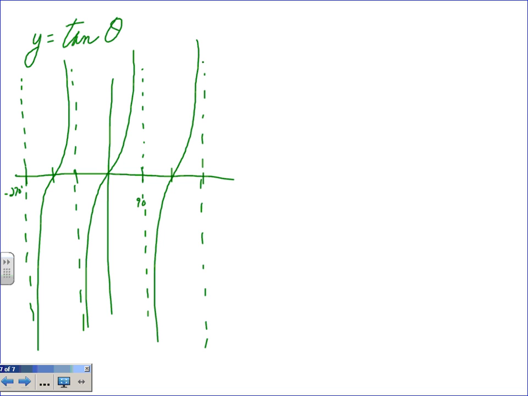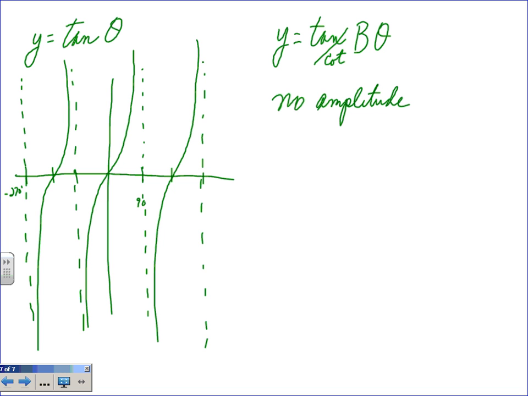In tangent, or cotangent, there is no amplitude. Remember your sine curve was bounded by 1 and negative 1? Whatever that amplitude was, if it was 2, it was bounded by 2 and negative 2. Tangent is not bounded by anything. It goes up to infinity, down to infinity. No amplitude for tangent or cotangent.